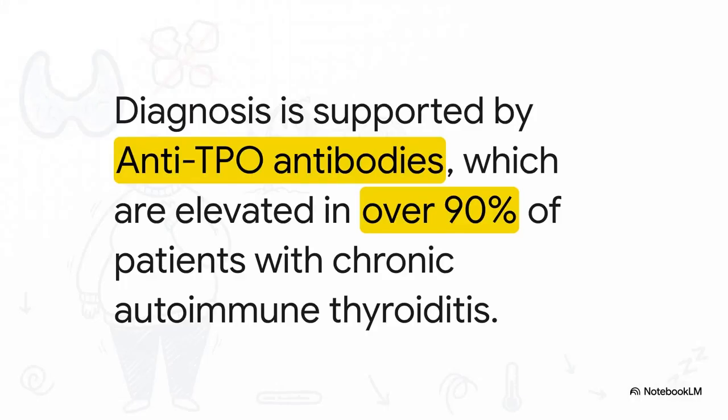So how do we prove it's Hashimoto's? Well, the key is finding specific autoantibodies in the blood. The most important one, the one you really need to know, is the anti-thyroid peroxidase antibody, or anti-TPO. It's positive in over 90% of patients with Hashimoto's. You might also see anti-thyroglobulin antibodies as well.